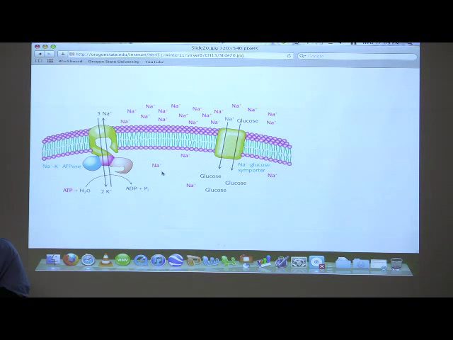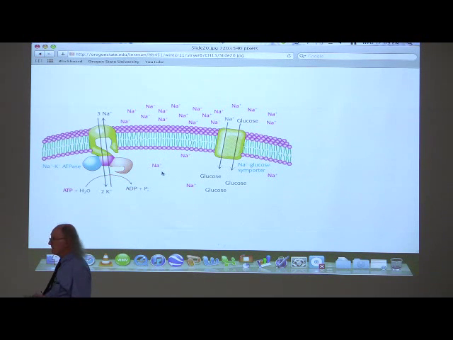Yes, sir, you had a question? Is the transporter on the right a P-type? It's not, because a P-type would use ATP. That's on the left. But this one is a P-type. This one over here doesn't use ATP. So the one on the right does not use ATP.